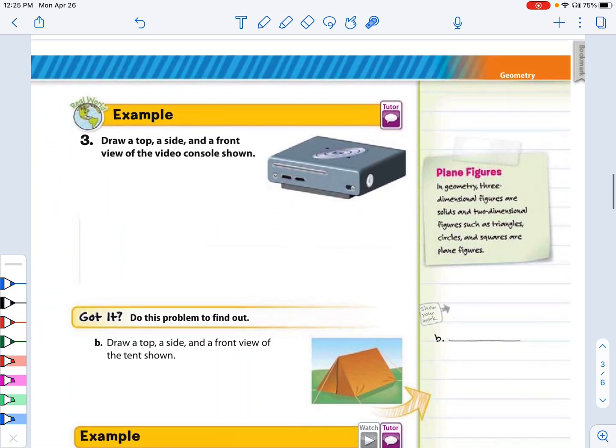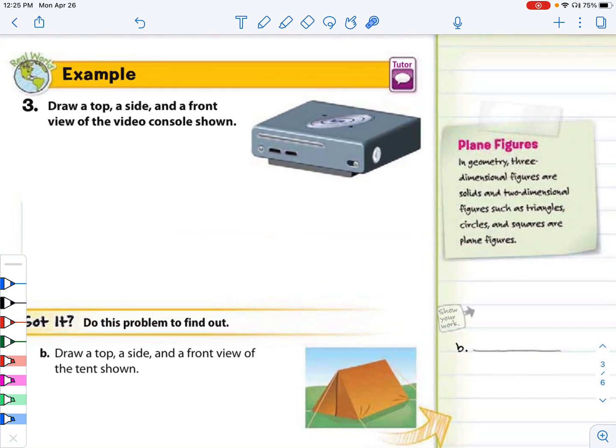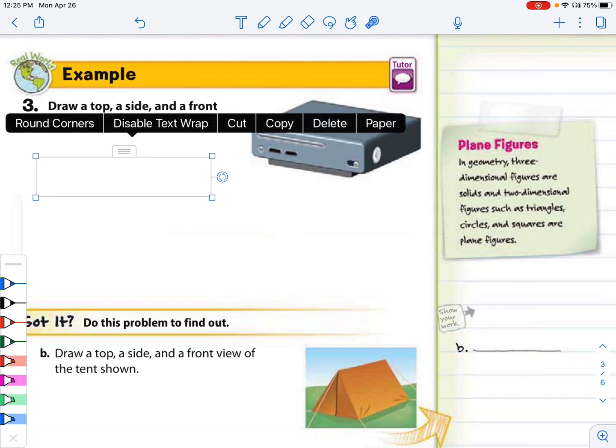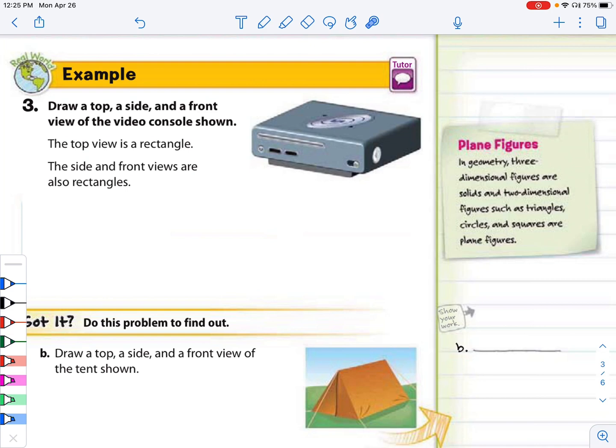Okay, let's take a look at example number 3. Draw the top, side, and front view of the video console shown. It's just like taking a picture. So first, let's do this. The top view is a rectangle. This is our top view. The side and front views are both rectangles as well, but smaller rectangles.